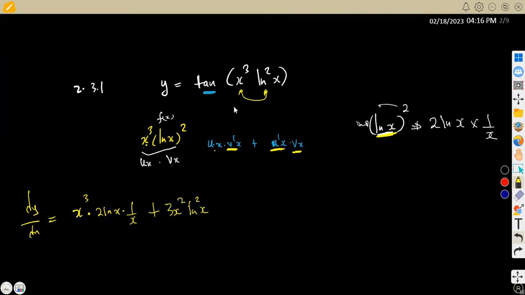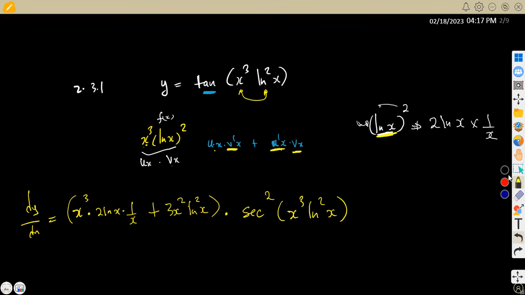So that was the derivative of the function I referred to as f of x, this whole part here. Whatever we obtain from that function, we now find the derivative of tan. Just by looking at the question, we know the derivative of tan is sec squared. So it is going to be sec squared, then inside remains as it is, which is x cubed ln squared x, like that. So everything is being differentiated by doing this. That was question 2.31.